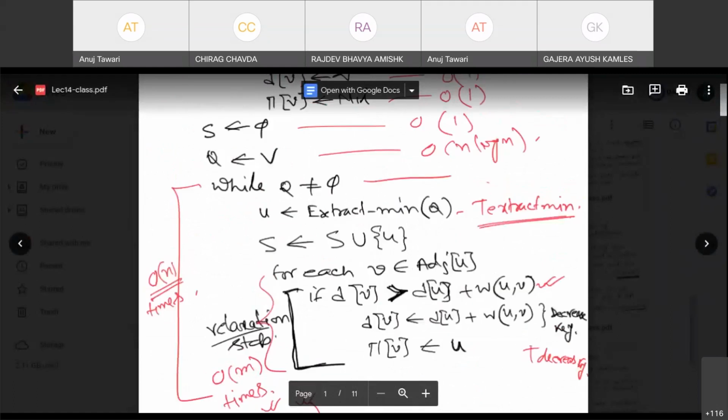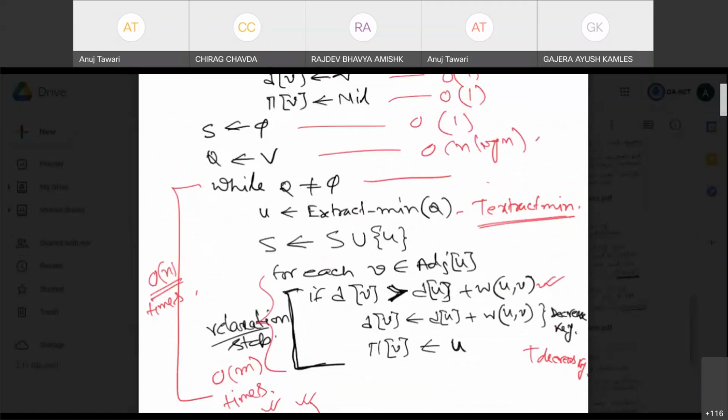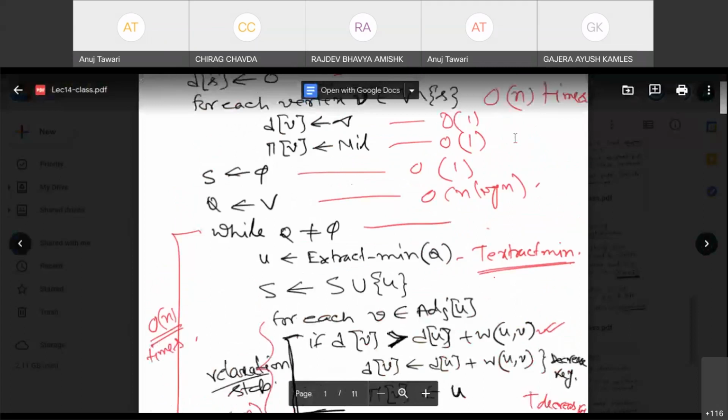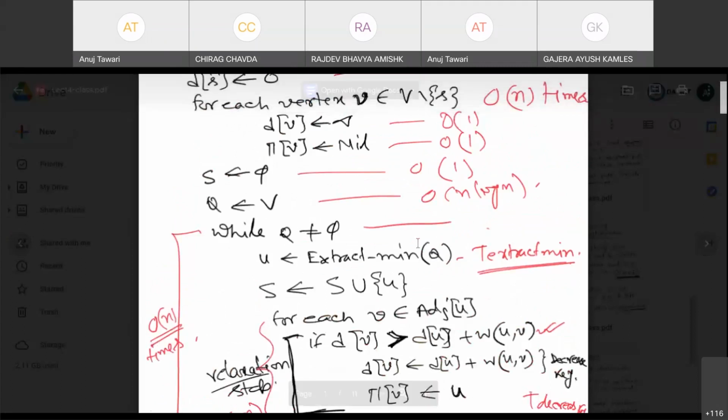Okay, so let's stop here. We will carry on with the correctness part and running time part. Meanwhile, just think about this. What data structure are we going to use here? Any questions so far?